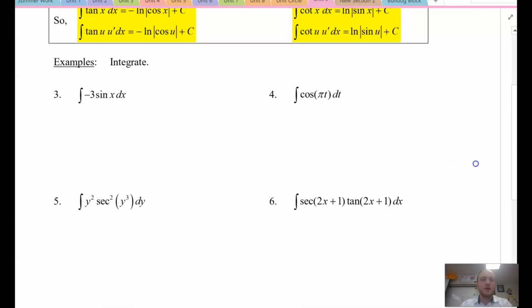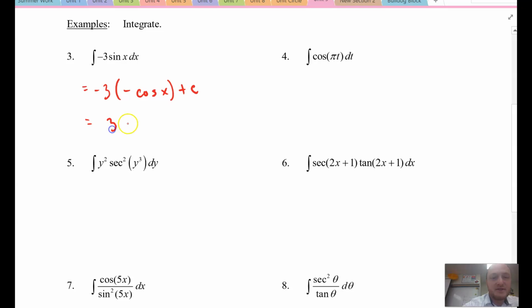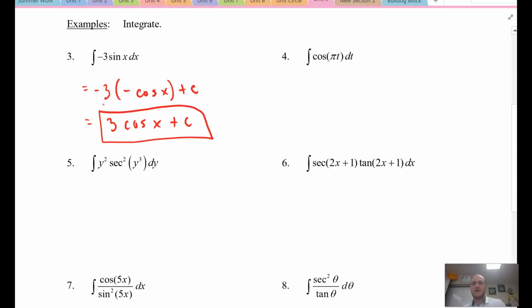All right, so we're going to integrate negative 3 sine x dx. For this example, note that the integral of sine is negative cosine, because anytime I'm going to get cosine, I have a negative. So negative 3 times negative cosine x plus c. If I want to clean this up, this is 3 cosine of x plus c. And there you have it. Isn't that easy? Yeah, very easy.